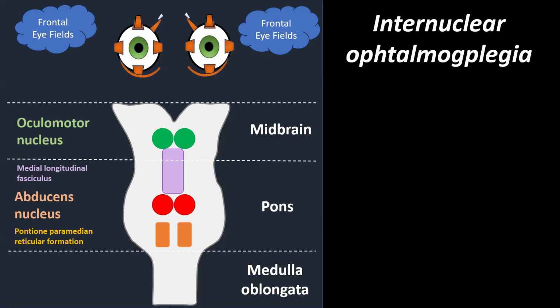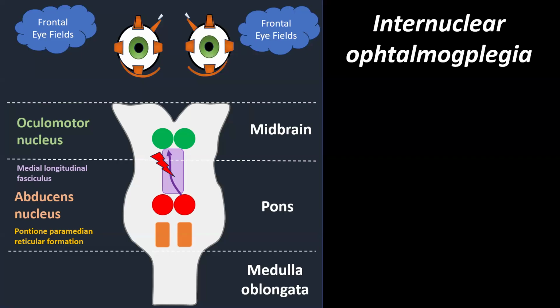What happens if you have an insult in the medial longitudinal fasciculus? Then you get internuclear ophthalmoplegia. What is that exactly? Well, let's look at what happens. Imagine you have an insult in the left medial longitudinal fasciculus.